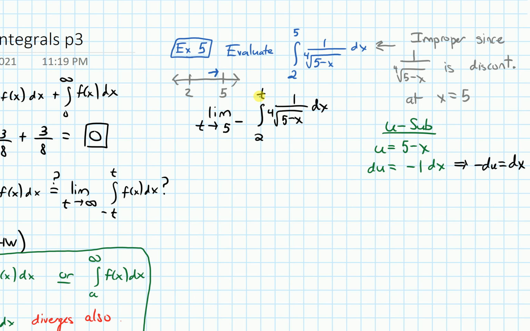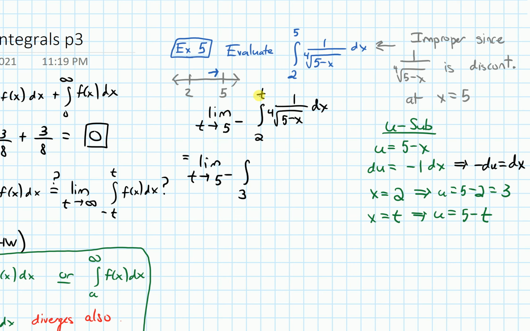So these are in terms of x right now, because my variable is x. So for x equals 2, I take that and I plug it into my substitution. So we'll get u equals 5 minus 2, which is 3. And then for the other bound, x equals t, we plug that in and get u equals 5 minus t. So those are what the bounds are going to become. So we get that this equals the limit as t approaches 5 from the left of the integral. The bottom limit becomes 3. The upper limit becomes 5 minus t.